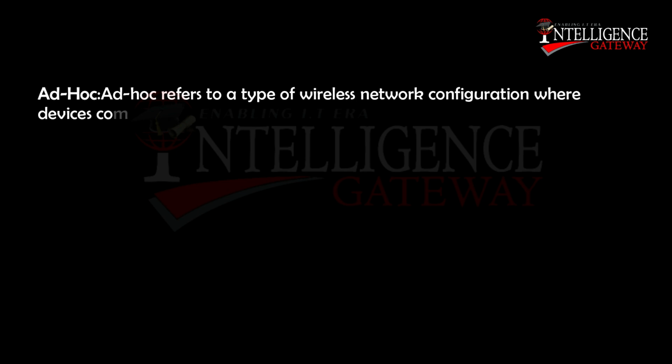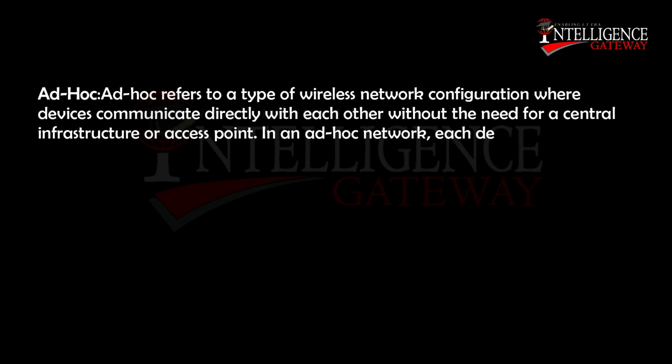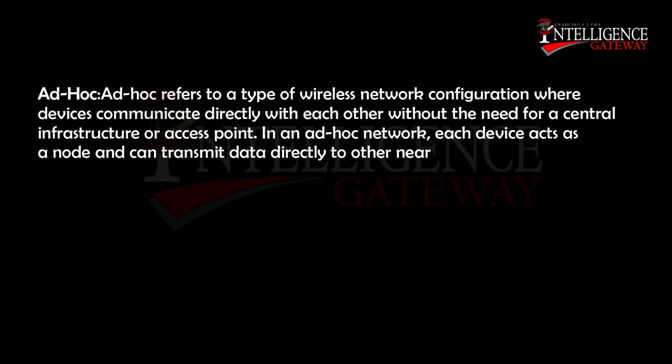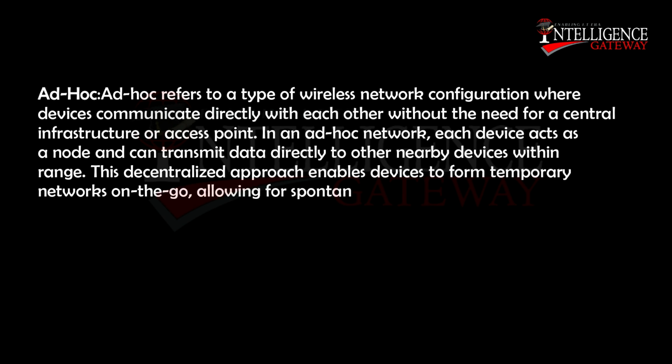Ad hoc. Ad hoc refers to a type of wireless network configuration where devices communicate directly with each other without the need for a central infrastructure or access point. In an ad hoc network, each device acts as a node and can transmit data directly to other nearby devices within range. This decentralized approach enables devices to form temporary networks on the go, allowing for spontaneous and self-organizing communication.